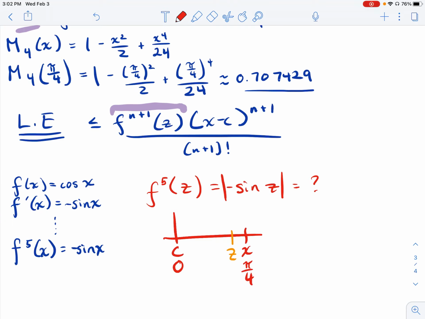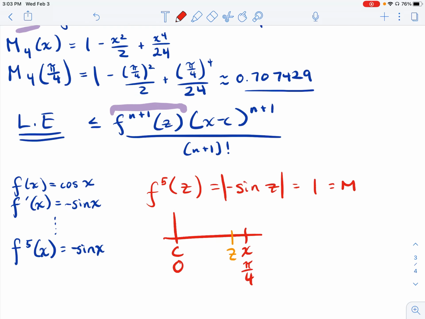So we're not concerned too much with trying to figure out where that z value is between 0 and x. Instead, just ask yourself, for the sake of this problem, what is the largest possible output for the absolute value of negative sine z? What's the largest possible output that we could have? Well, it's 1. We know that the range of sine is 1. So this is the largest possible value that M could be.